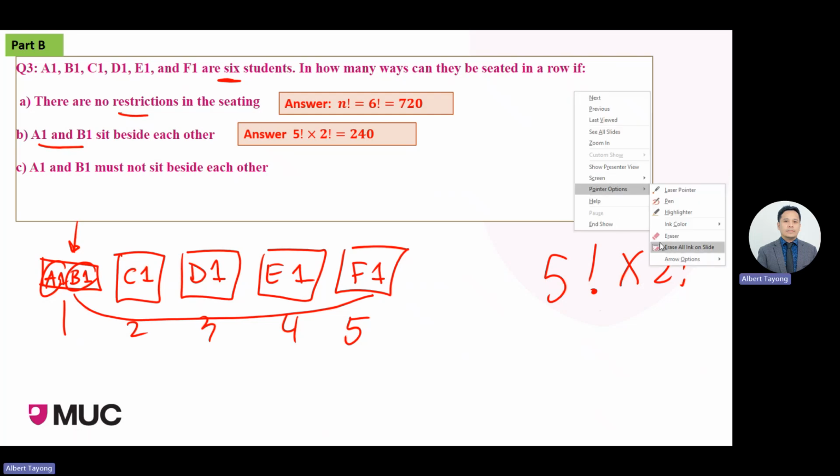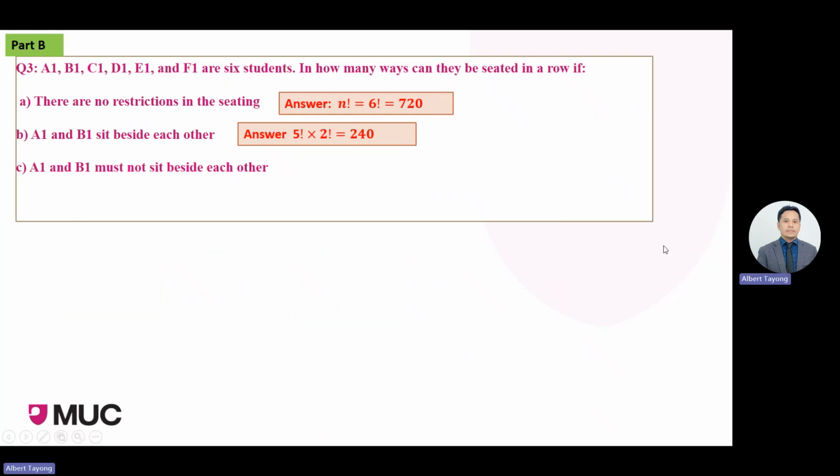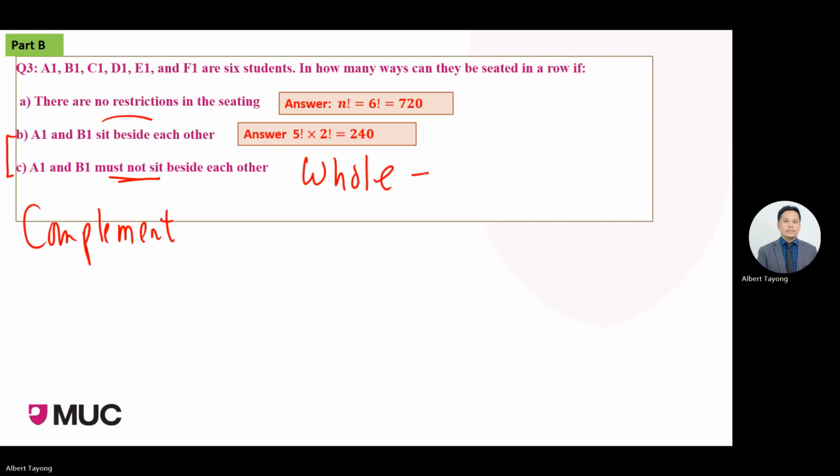Now, for the letter C, A1 and B1 must not sit beside each other. So actually, B and C are complements, opposite. B is the complement of C, C is the complement of B. Because in B, A1 and B1 should sit beside each other. Here, A1 and B1 must not sit beside each other. It's a complement. So it means it is the whole minus the opposite. We call this the complementation rule.